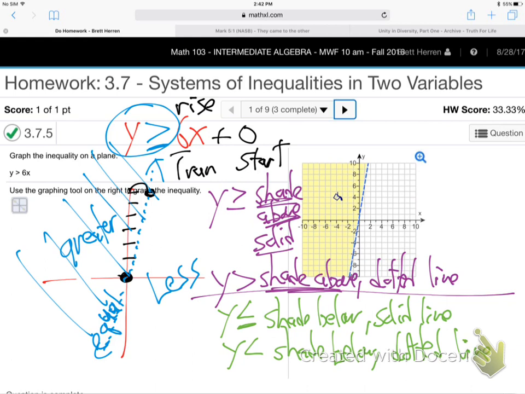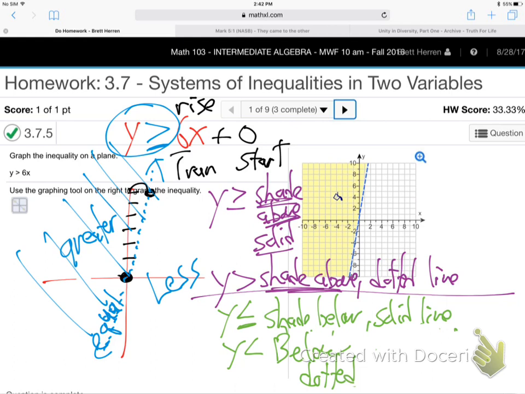Oh, can you read that? Shade below dotted. That says dotted. Just squeeze that in there. Is that good? Below and dotted.